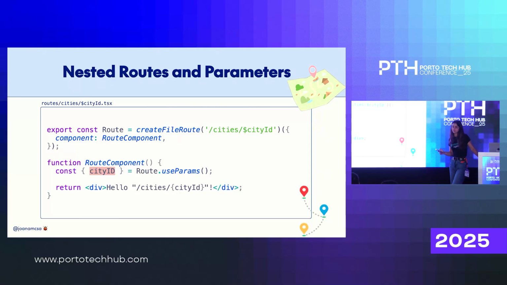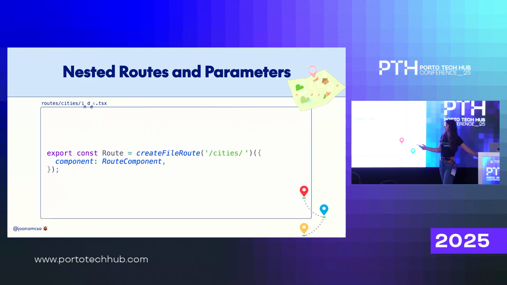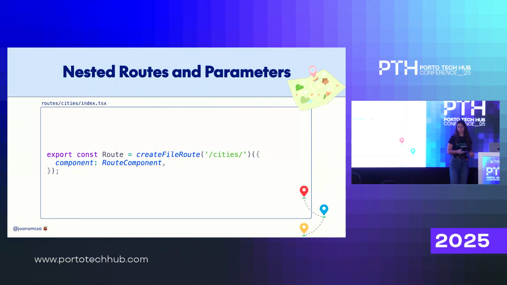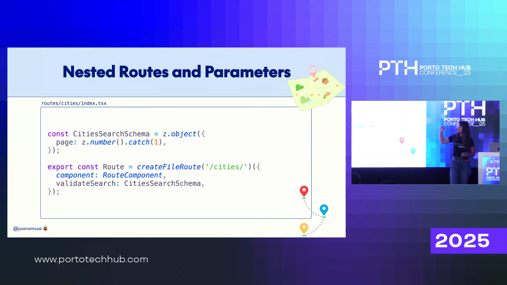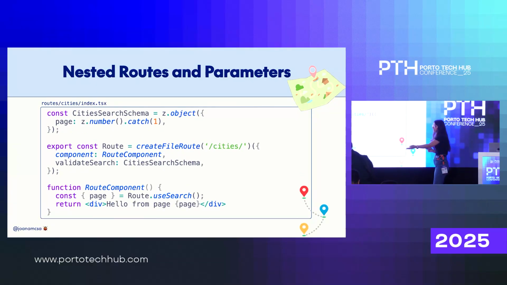Okay, what if I want search parameters then? Well, back at our index file, we have the validateSearch property, and here I'm using the Zod package, but you can use something that you use in your application, or even do it yourself. On the Zod object, we have a page which is a number, and when it doesn't exist, it's going to catch to the number 1. Again, this is also all typed. So in the component, when you want to use it, you use again a hook, which is useSearch, and you extract the page from there.